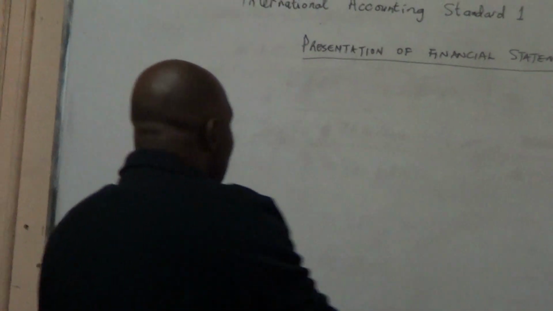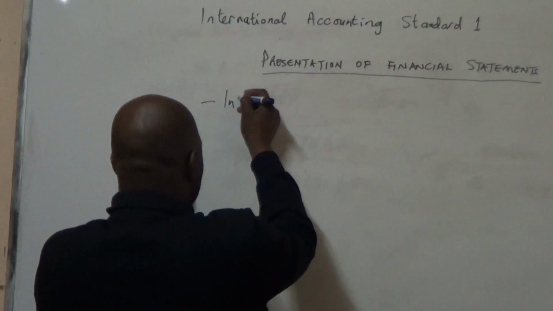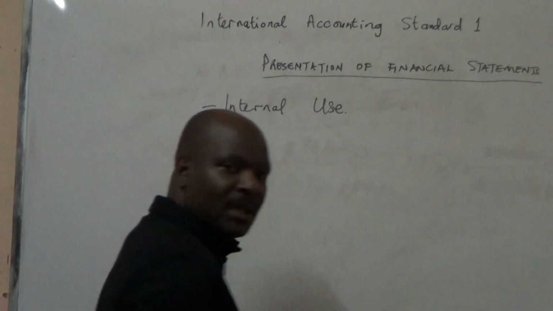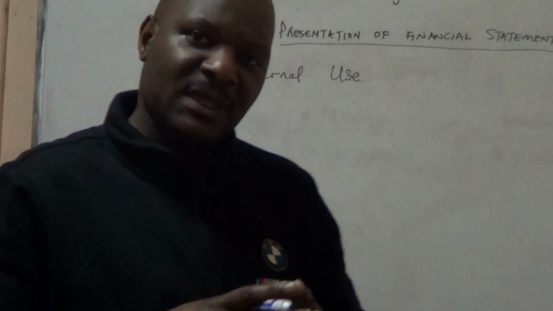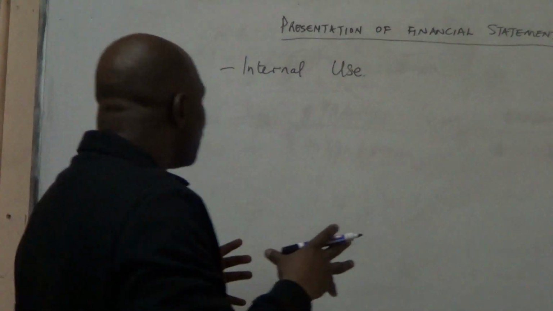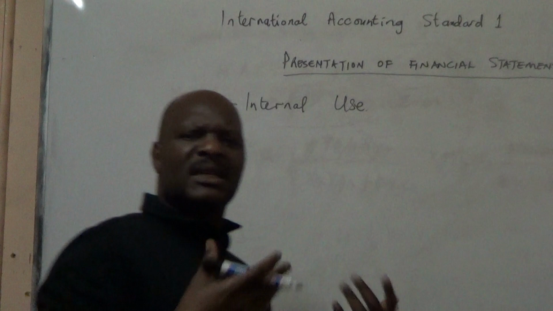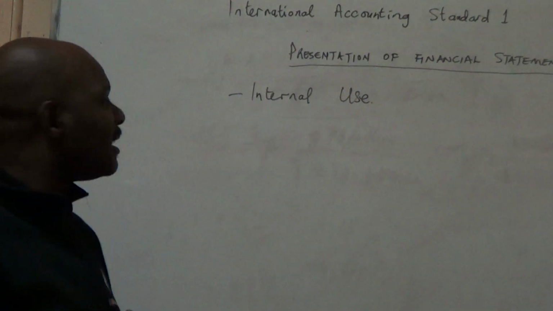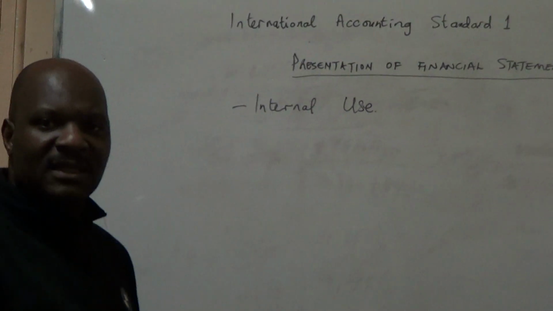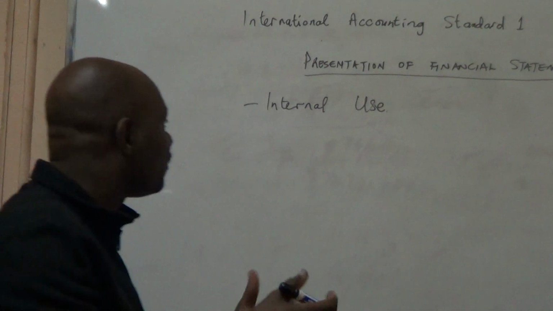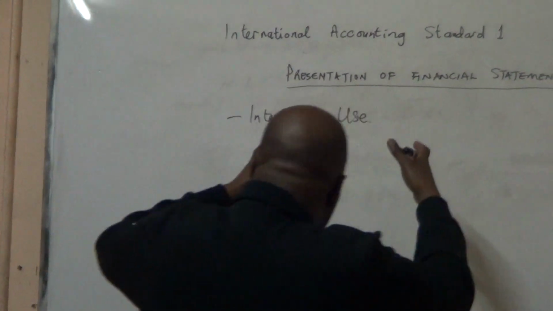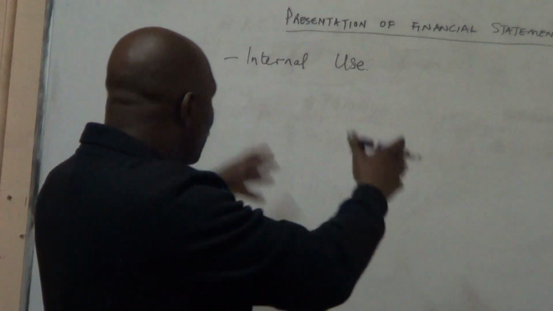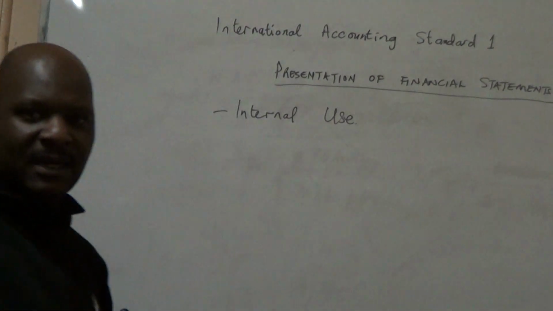So financial statements can be presented for internal use, right? Financial statements presented for internal use are not very much regulated because they are not published. So we may write them the way we feel is best for us. But there are some basic requirements in the presentation of each set of financial statements. But financial statements for publication have to conform to the requirements of publication, right?